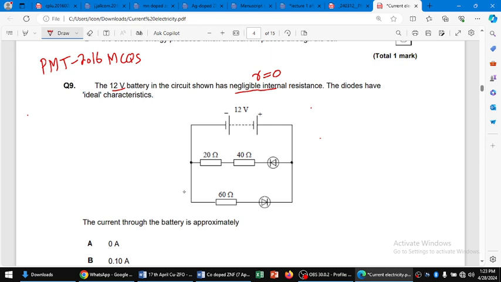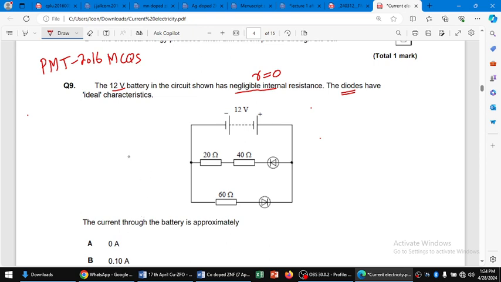The diode is basically a simple p-n junction. It is an electronic device that is a combination of p-type and n-type materials. We have two diodes that are parallel to one another, and the 20 and 40 ohm resistors are parallel with the 60 ohm. We have to find the current through the battery approximately.